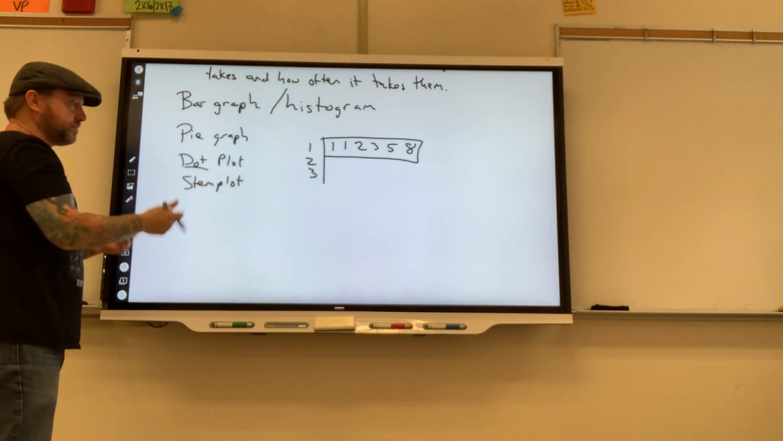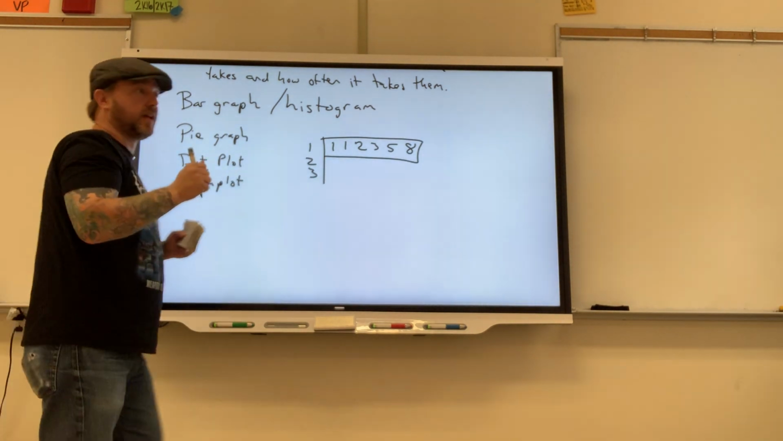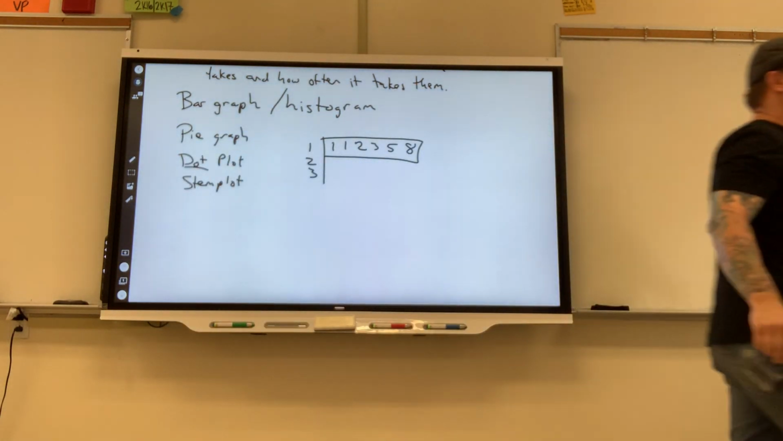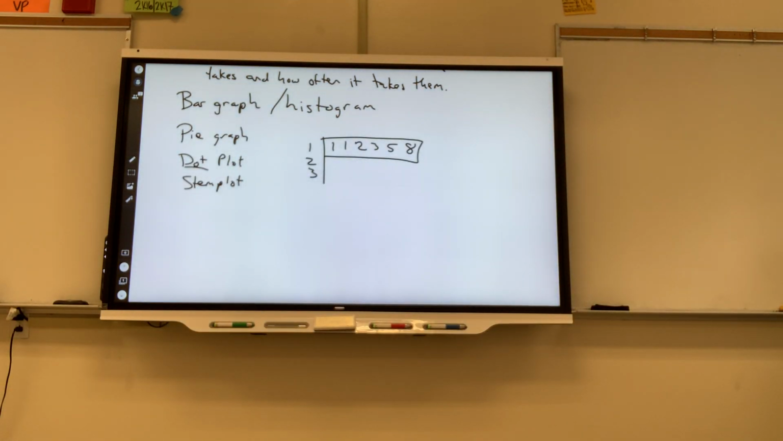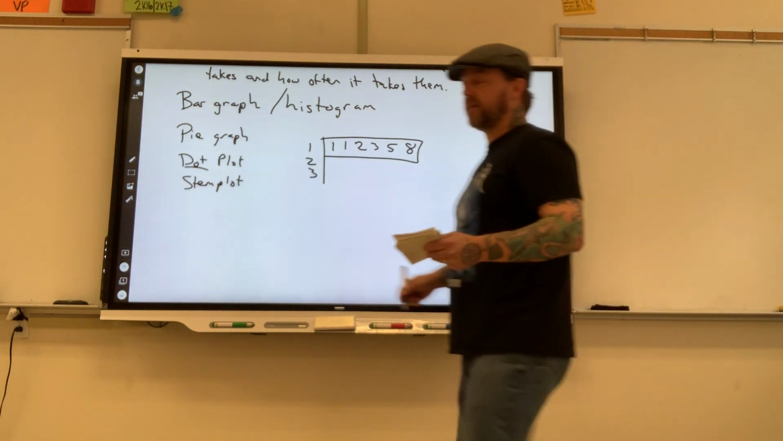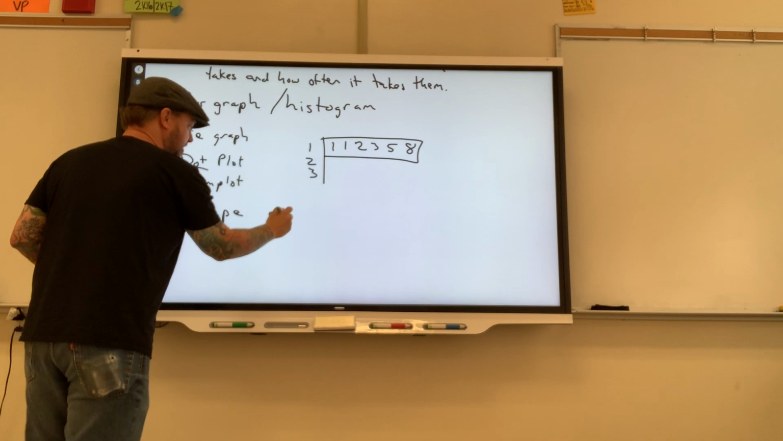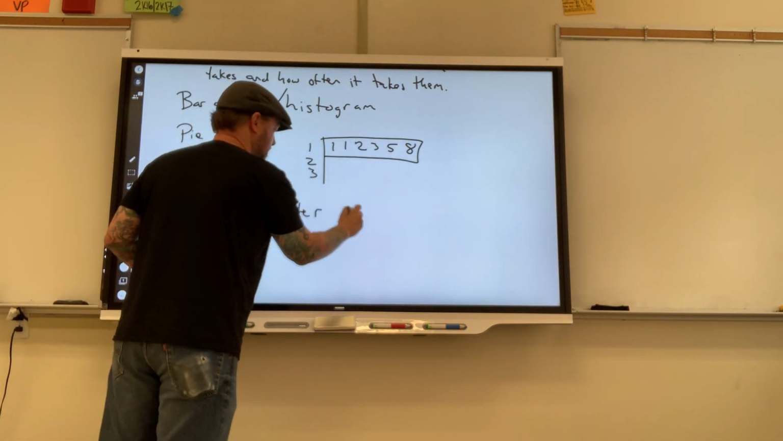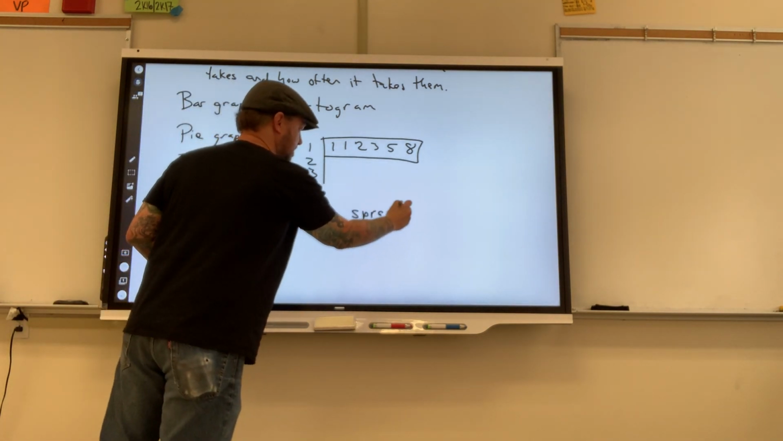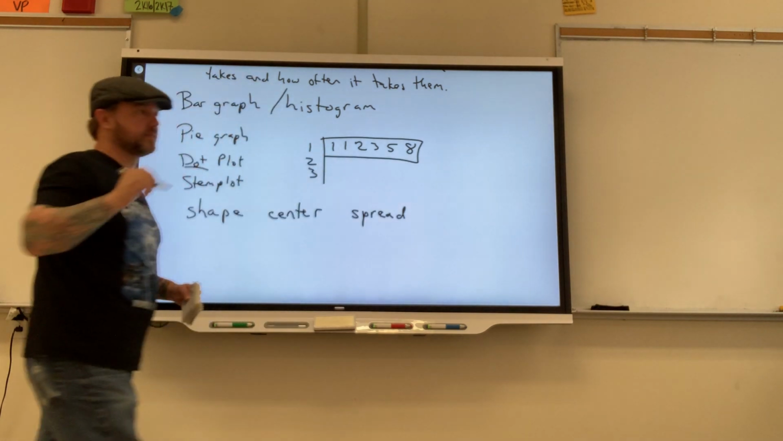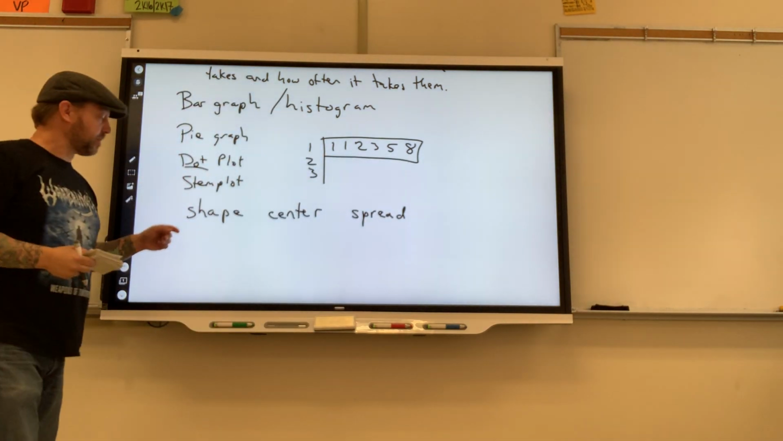Okay, describing a histogram. Anybody know the three things you need when you describe a histogram? Three things you need when you describe a histogram are the shape, center, spread. All right, shape. Let's talk about that first.